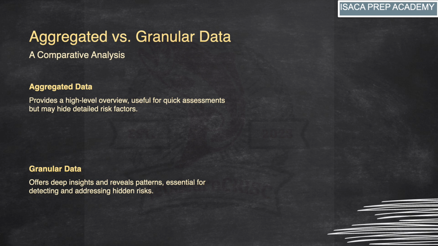And by analyzing granular data, organizations can detect and address hidden risks more effectively. They can uncover subtle trends, anomalies, or correlations that might not be visible when looking at data in aggregate. And this level of detail enables organizations to make more informed decisions, develop targeted strategies, and mitigate the risks proactively, ultimately improving overall performance and resilience.